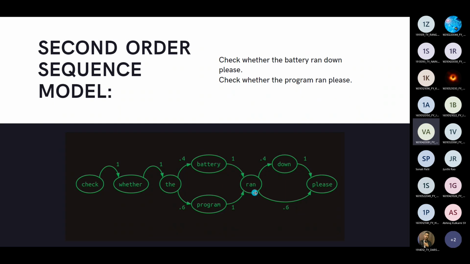And if I just want to see a program, then it will be program ran, please. The "down" will not come in this path. So again, the dependency of the word "please" depends on two things: the "ran" and the word that was taken here. On the basis of this, the middle level will be predicted.